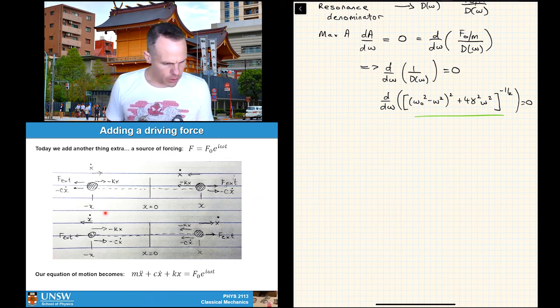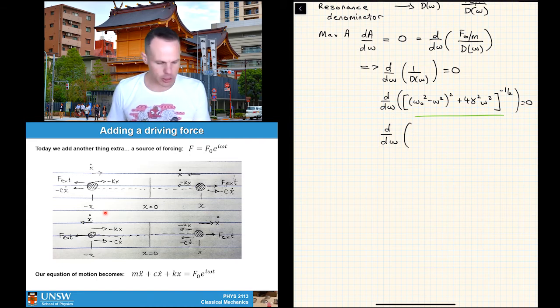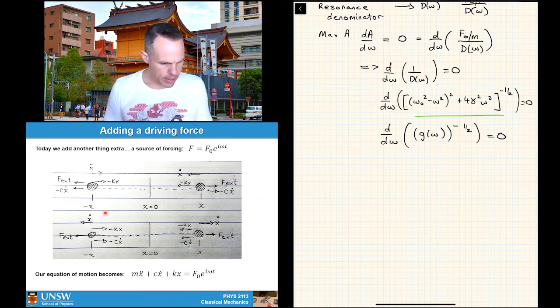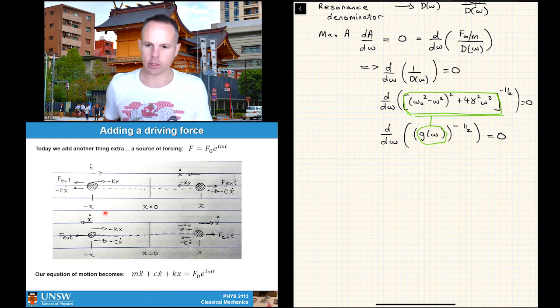All right. The way we can do this most easily is to use a thing called the power function rule. So what we can write this thing as is d on d omega, and I'm going to introduce a new function here just to make this workable, that is basically g of omega to the minus a half equals 0, okay? And so this g of omega here is basically just this bit inside the square brackets, all right?